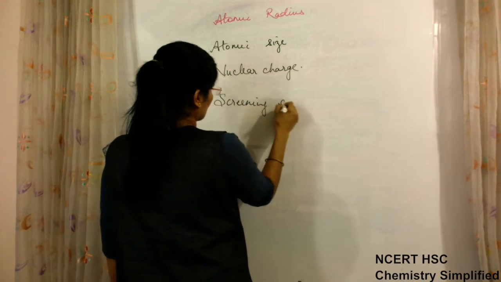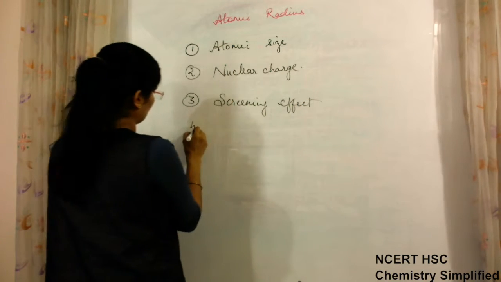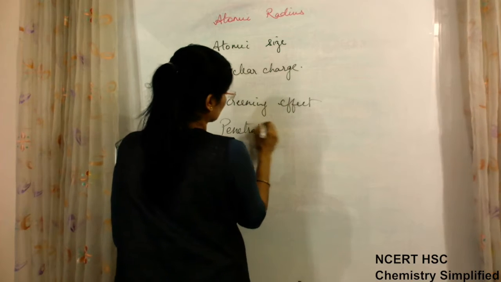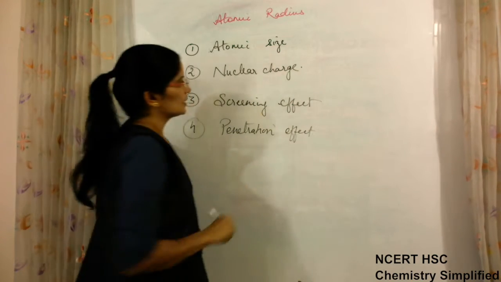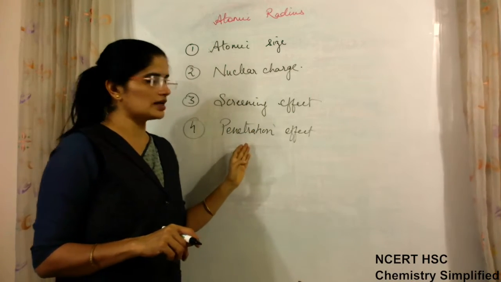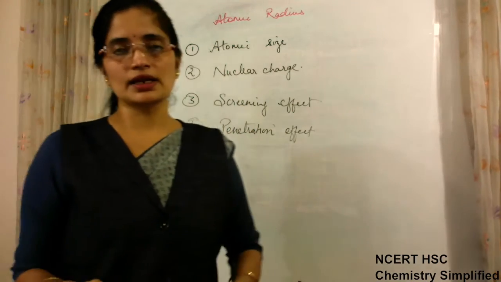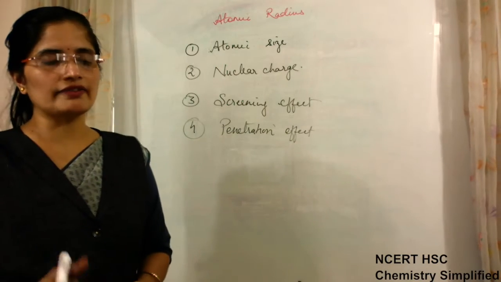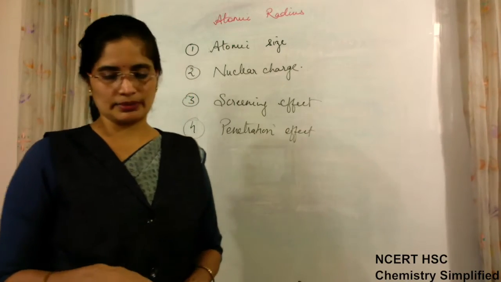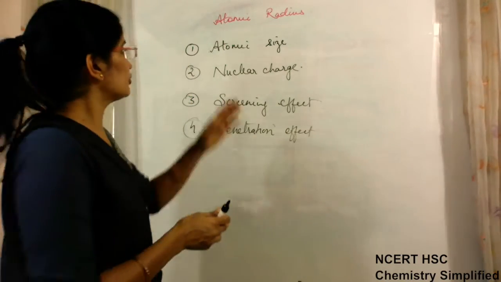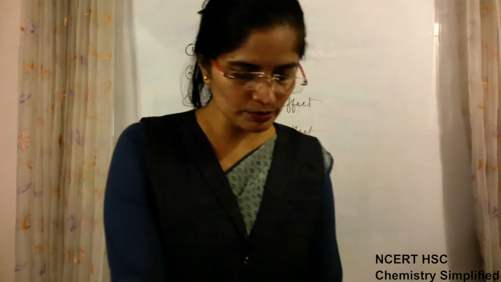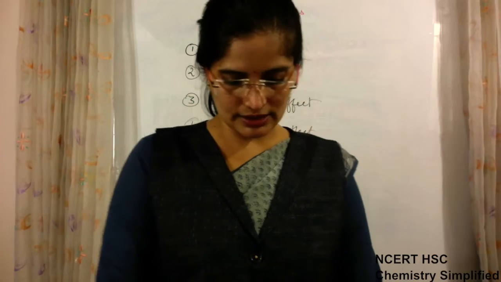screening effect, and the fourth one is penetration effect. These are the various factors: atomic size, nuclear charge, screening effect and penetration effect. These are the factors which affect the various parameters related to elements in the periodic table. Keeping in view these four parameters, we will discuss various things. What those parameters are, this also we are going to discuss.